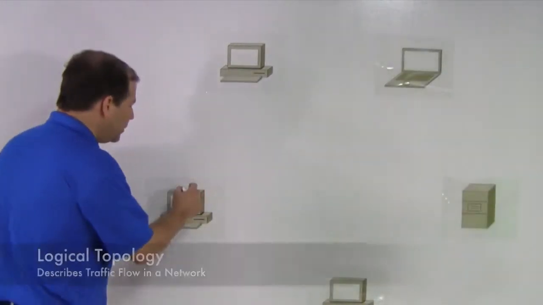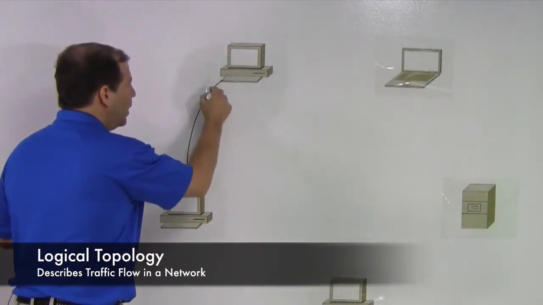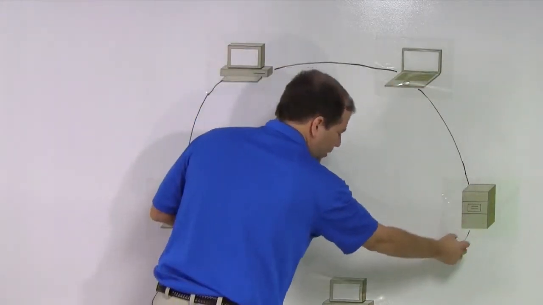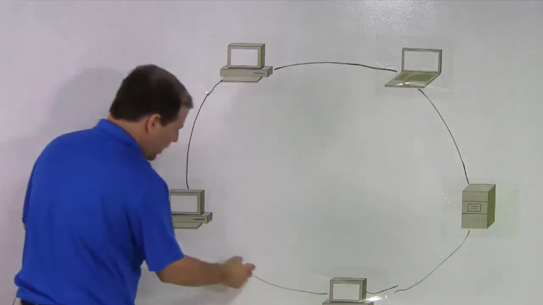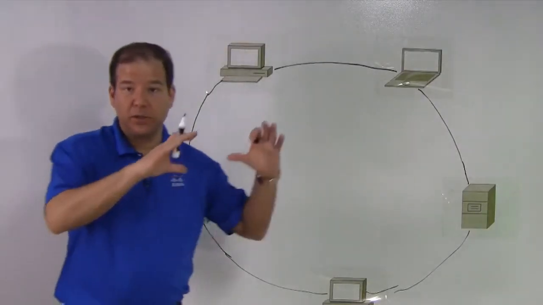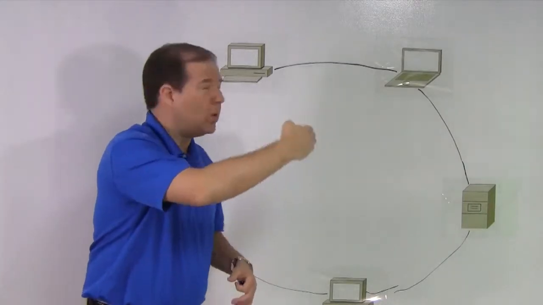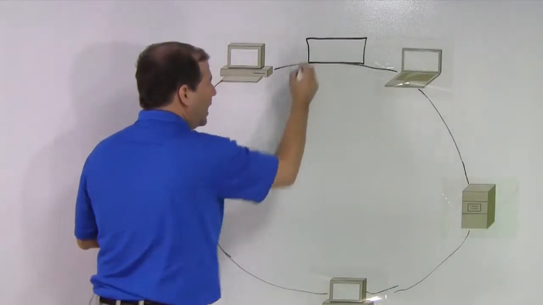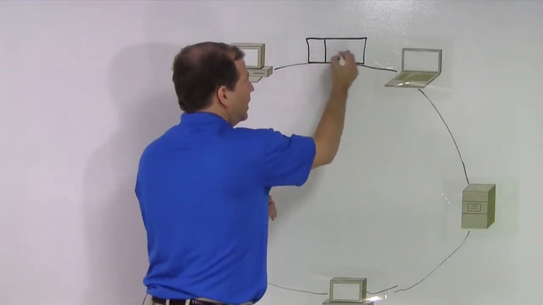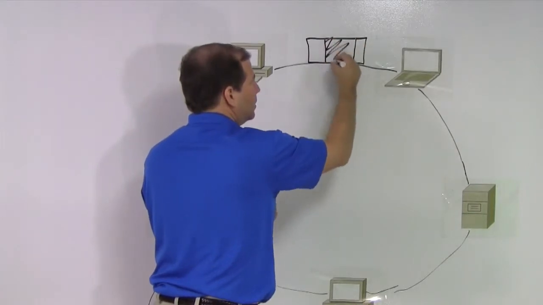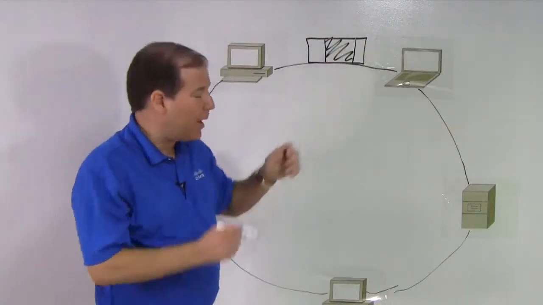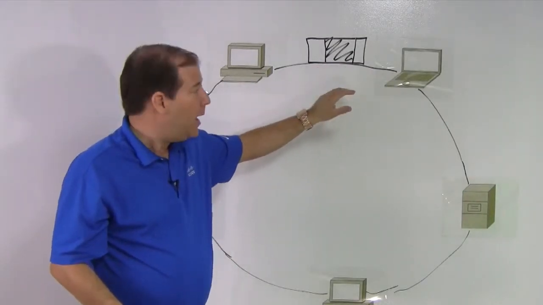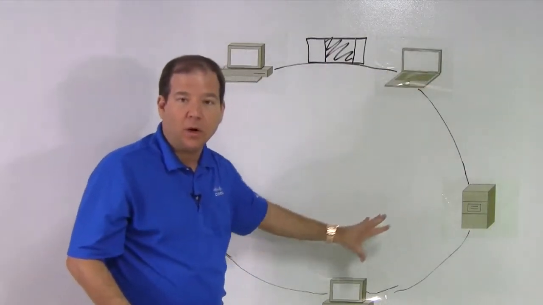Logically, here's how it works. Logically, we have a ring and all the devices are tapping in to this ring. And there is a logical token that is circulating around this ring. Let's imagine that it looks like this. Here's our token, and there is a place to insert data in this token. We can put data right here in this token, and we can say who the token is coming from, who the token is destined for, and we circulate the token around the network.